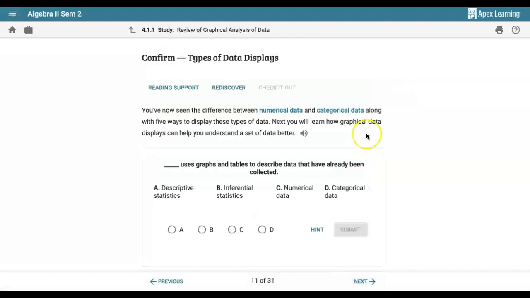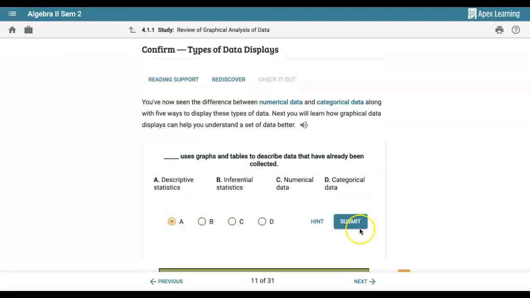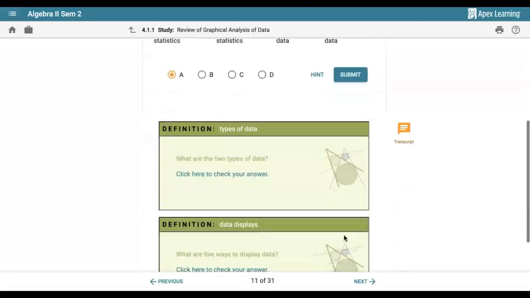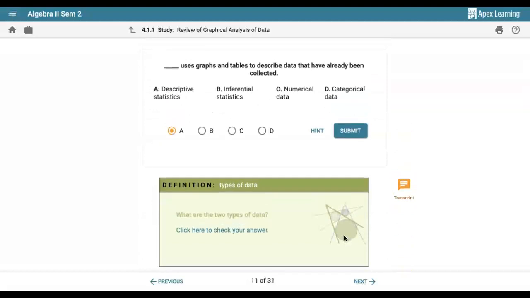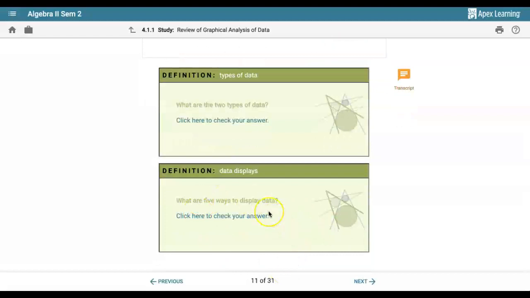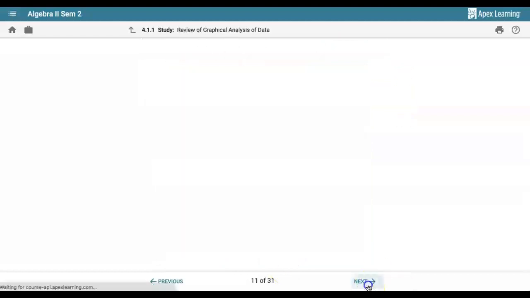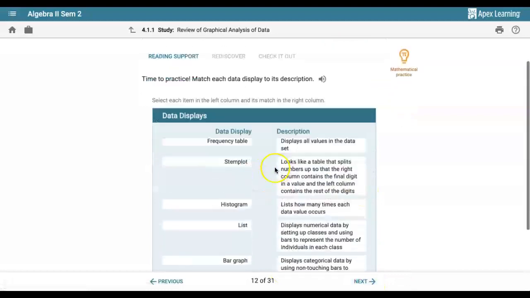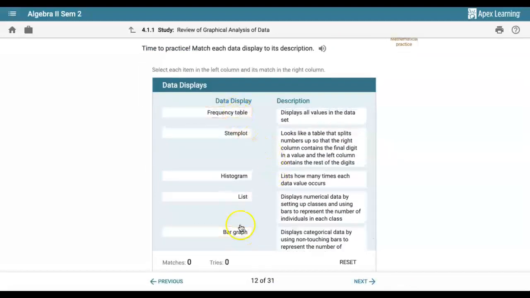All right, so just to confirm here, blank uses graphs and tables to describe data that has already been collected. That is descriptive statistics. It's talking about data that has already been collected. There were 2 types of data that we talked about, categorical and numerical, and there are 5 ways we talked about to display that data. Here are the 5 ways: frequency tables, stem plot, histogram, list, bar graph.